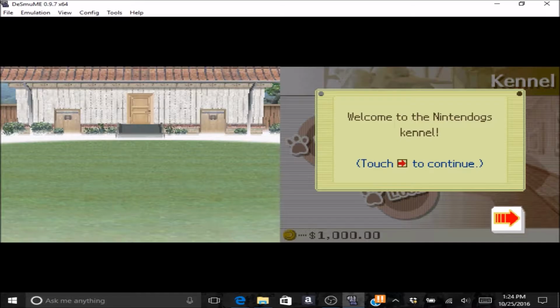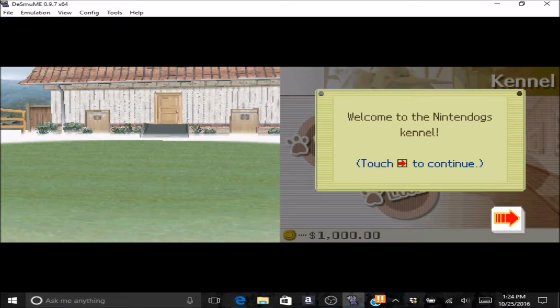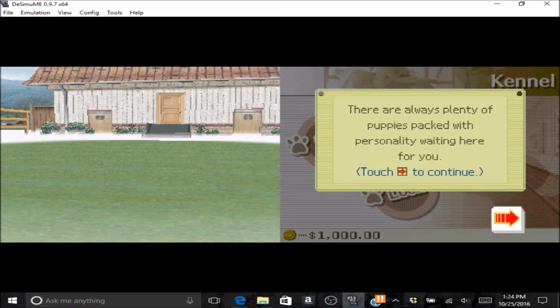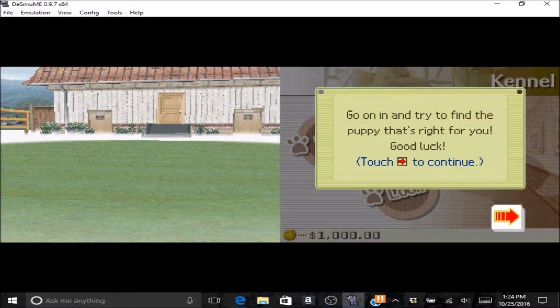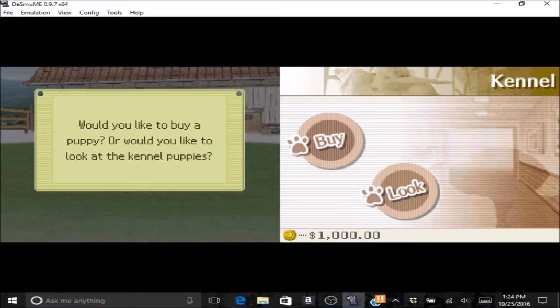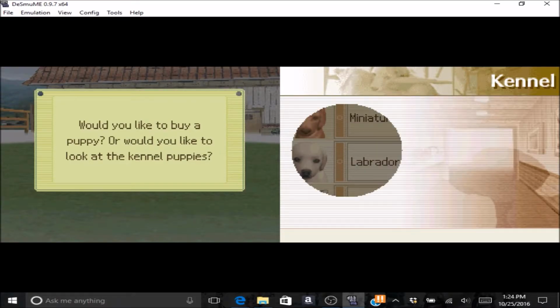Welcome to the Nintendogs channel. Touch the arrow to continue. There are always plenty of puppies packed with personality waiting here for you. Go on in and try to find the puppy that's right for you. Good luck. Would you like to buy a puppy or would you like to look at the kennel?